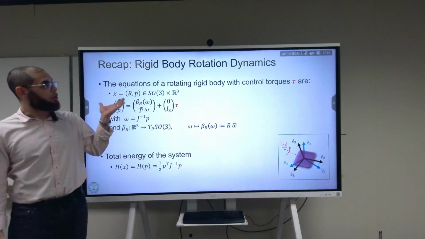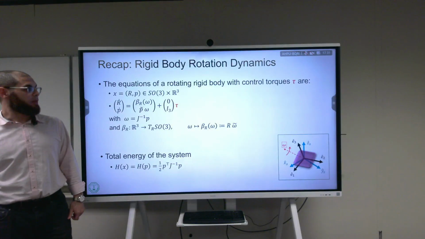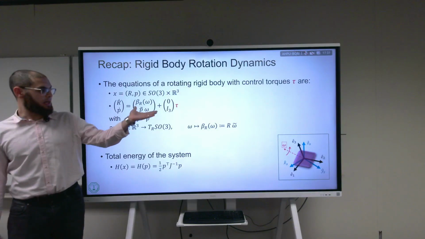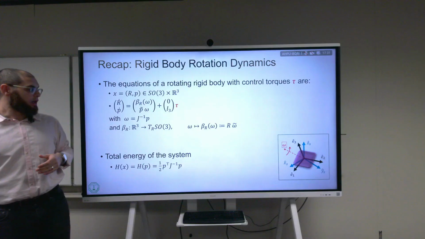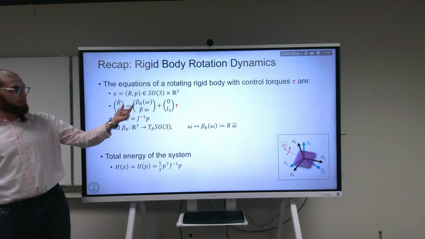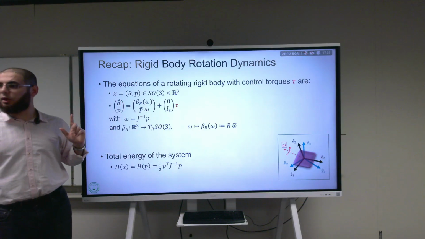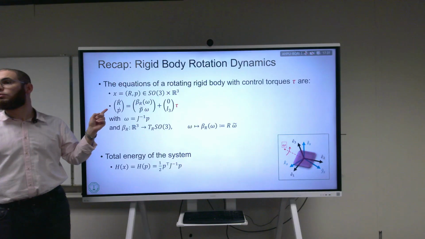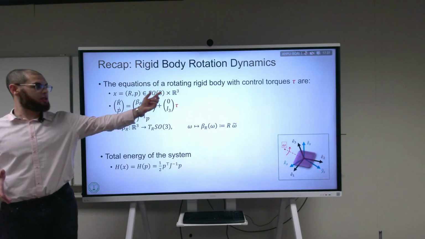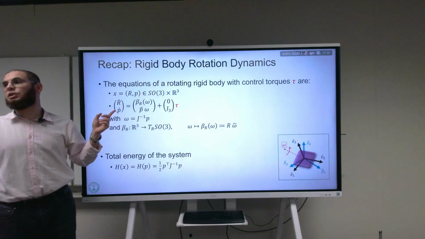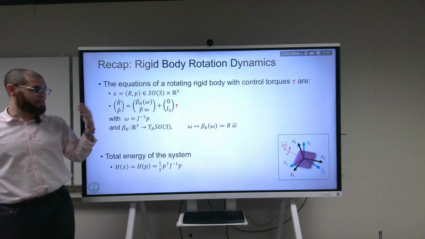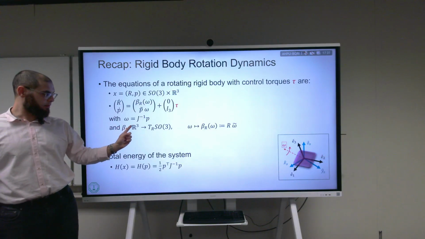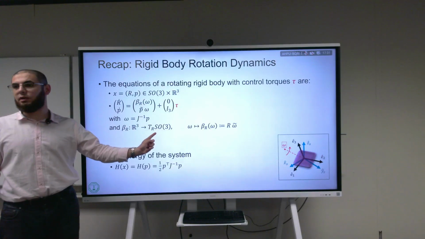So we took the rotation of a rigid body, and we said that the state is the configuration R and P is the angular momentum. This is the equations of motion as we've seen before. And the beta here, because the beta will pop up a lot today, is just to remind you that the beta is a map that eats the omega and gives you the R dot. Okay, so the omega itself is just three numbers, so it's in R3, and the R dot lives in the tangent space to SO3 at R. So beta_R is a map that eats R3 and gives you R dot.